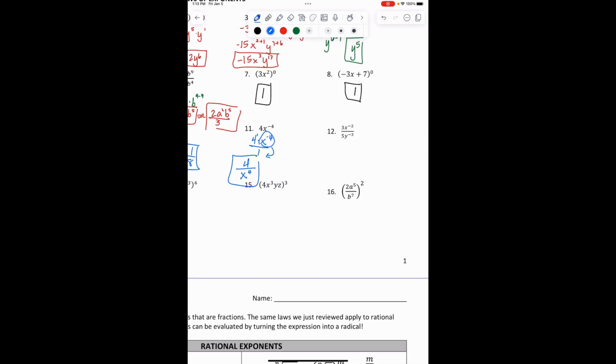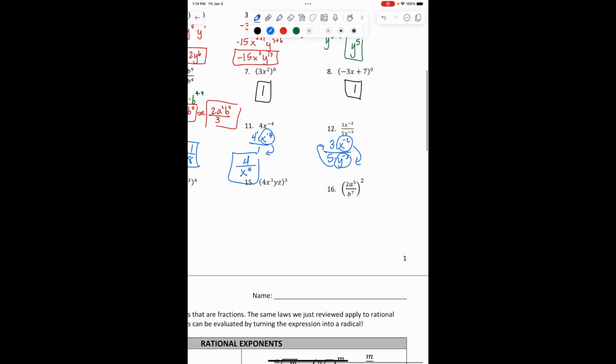And then same thing with 12. Be careful about what's actually being raised to that negative exponent. So in this case, we're going to take this x to the negative 2nd, and to make it positive, we're going to shift it down to the bottom. And this y to the negative 3rd in the bottom, to make it positive, we're going to shift it to the top. So we'd have 3 on top, and then y to the 3rd, and then 5 on bottom, x squared. That's what we got, okay?